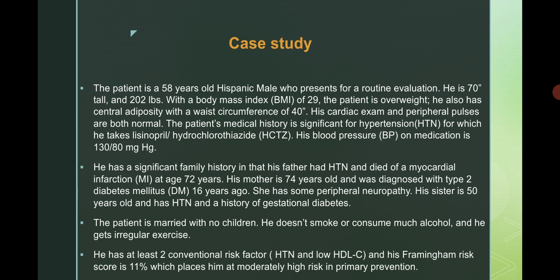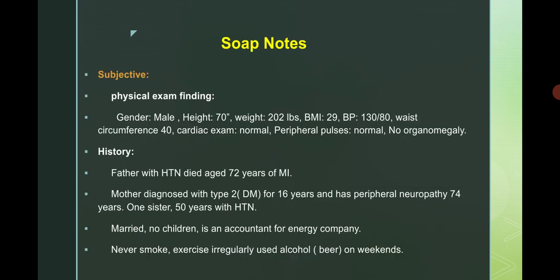He has a significant family history in that his father had HTN and died of a myocardial infarction at the age of 72. His mother is 74 years old and was diagnosed with type 2 diabetes. She has peripheral neuropathy. His sister is 50 years old and has HTN and a history of gestational diabetes. The patient is married with no children. He has at least two conventional risk factors, HTN and low HDL-C, and his Framingham risk score is 11%, which places him at moderately high risk in primary prevention.